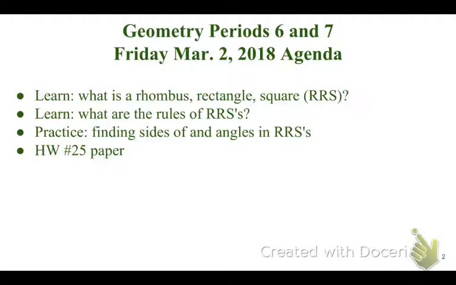Okay, so today we're going to talk about what is a rhombus, a rectangle, and a square, RRS for short. And we're going to learn about what the rules of RRSs are and practice finding sides of and angles in RRSs. Also what this section does is it presents all the polygons that we've studied and puts them in a map. And I think that'll help you understand how the polygons all relate to each other, which they do.